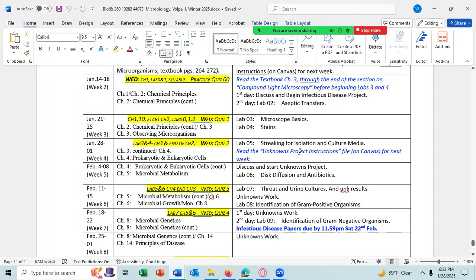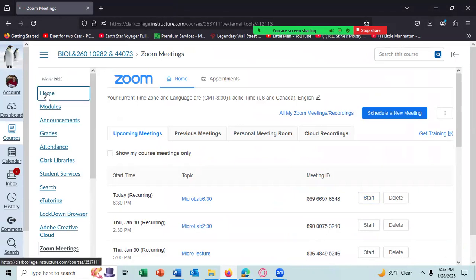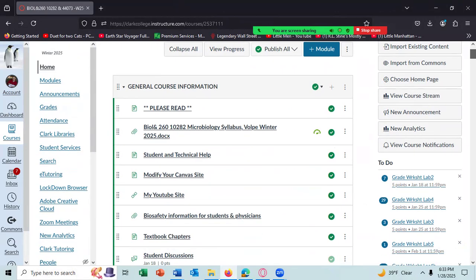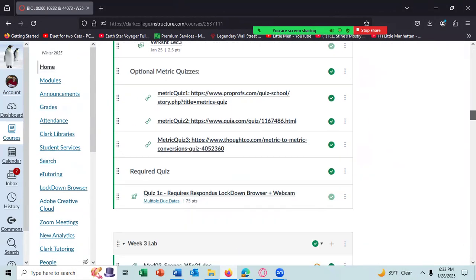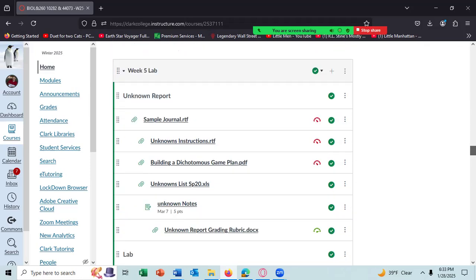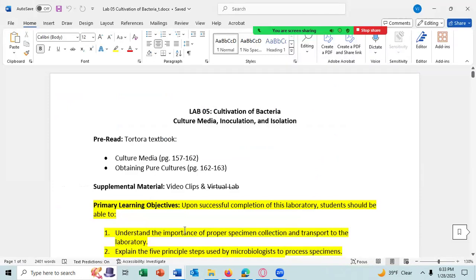All right, let me show you where that unknown project instruction file is. Under week 5 of the lab. The network is still slow at Clark today. Week 5 lab. Read your unknown instruction files right here under week 5 lab. All right, are there any questions before we begin the lab?